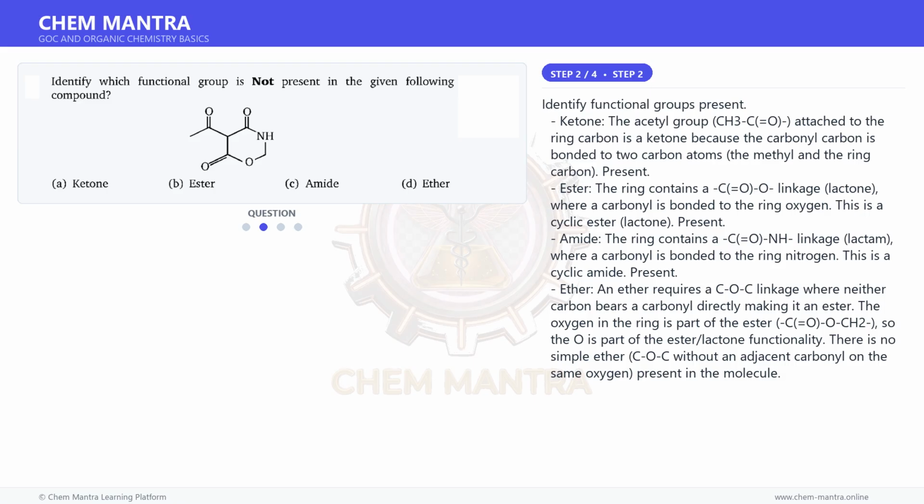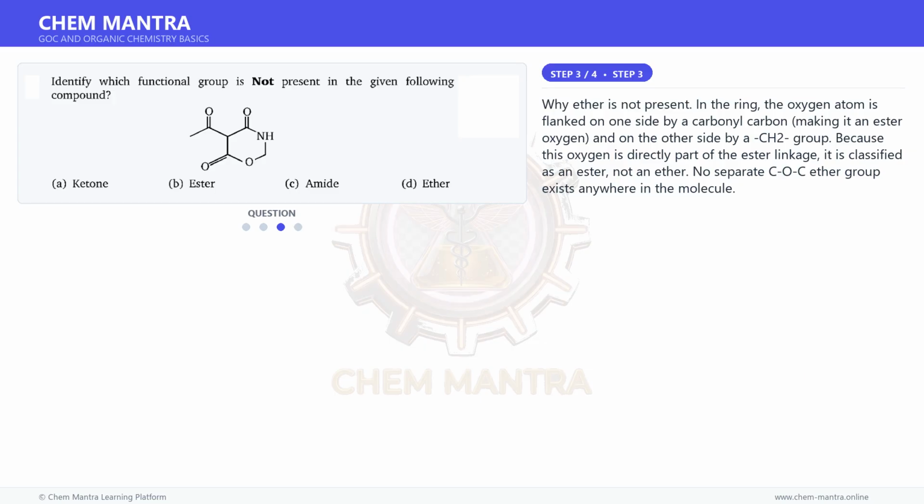Present. Ether, an ether requires a C-O-C linkage where neither carbon bears a carbonyl directly, making it an ester. The oxygen in the ring is part of the ester, C=O, CH2, so the O is part of the ester lactone functionality. There is no simple ether, C-O-C without an adjacent carbonyl on the same oxygen, present in the molecule. Moving on to the next step.